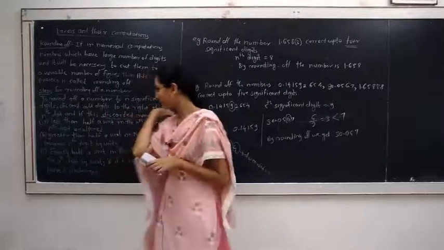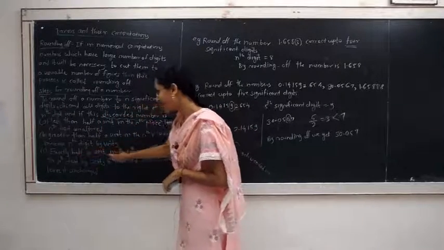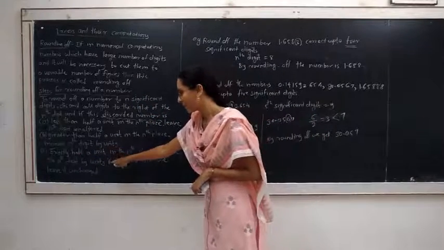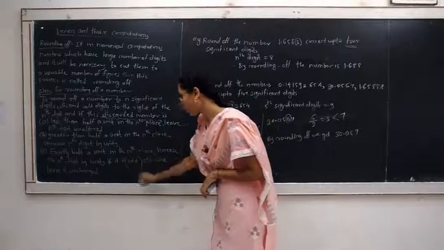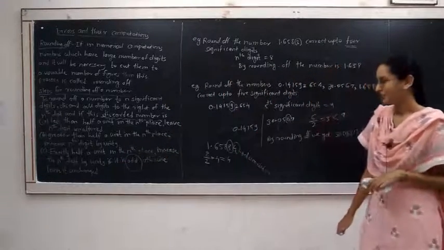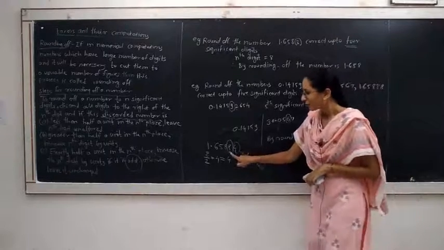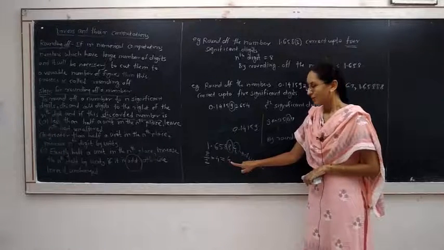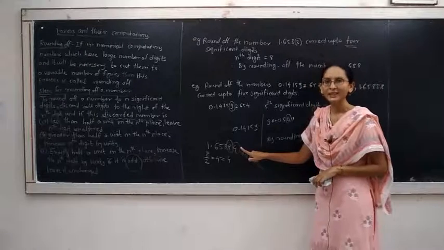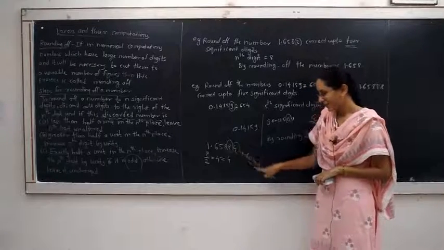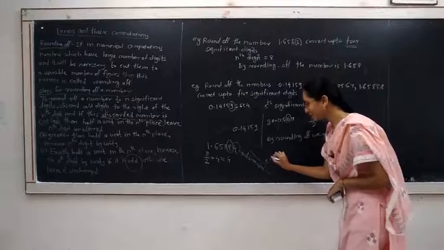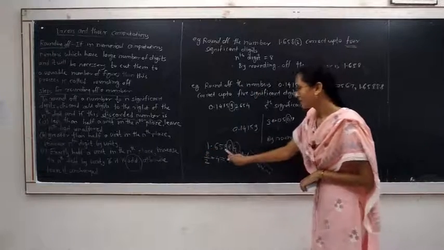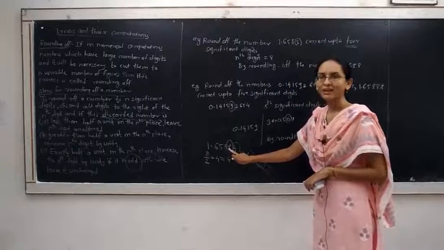Hence, by rule number 3, if the discarded number is exactly half a unit in the nth place, then increase the nth digit by unity only if it is odd. Otherwise, leave it unchanged. Here, half of the fifth significant digit is the same as the discarded number, but the discarded number is even. This 4 is even. Therefore, by case C, we will leave this nth significant digit unchanged.